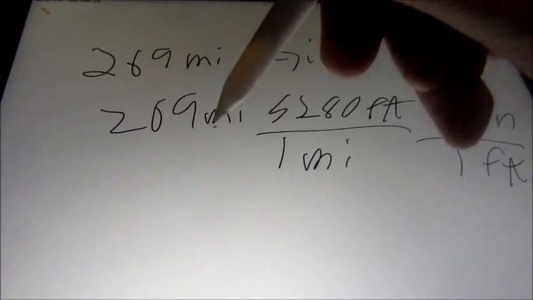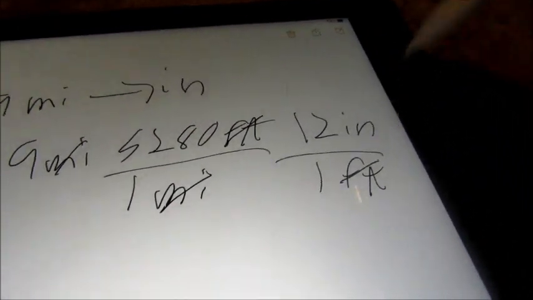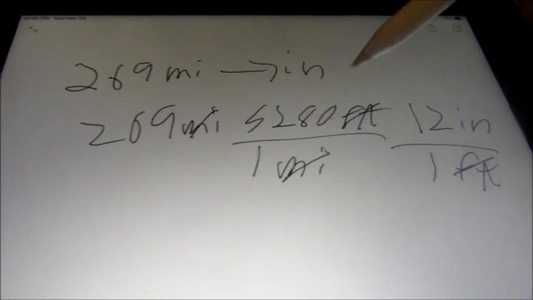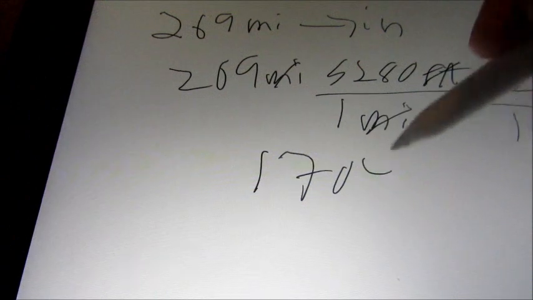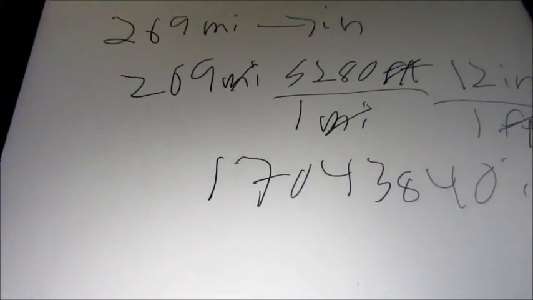So we have miles on top, miles on bottom, those cancel. Feet on top, feet on bottom, those cancel. So now we have 269 times 5,280 times 12, which is 17,043,840 inches.